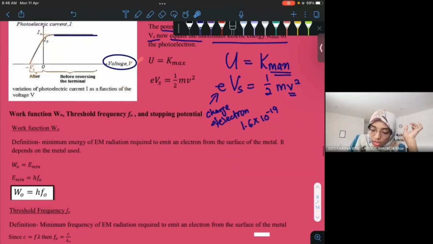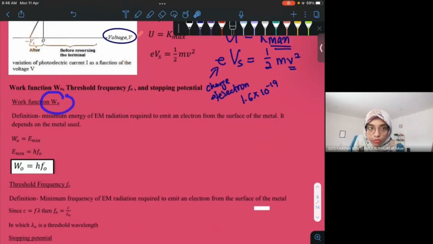Okay, next is work function, threshold frequency and stopping potential. We want to look in details at the definition and also the equation. Okay, what is work function?